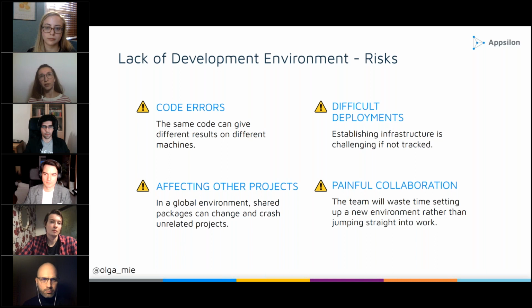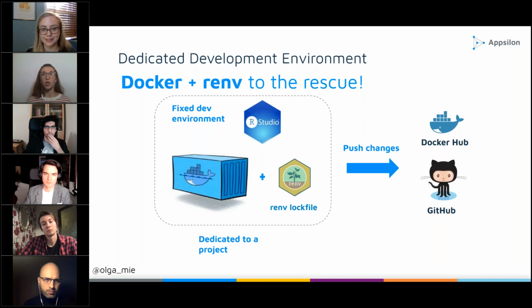So this might not be a problem when you're starting a project, but imagine that you have to urgently add a new team member in the middle of one. So to solve all those problems, we recommend the following setup. You can do development in RStudio running inside a Docker container, which is fixed and dedicated per project. And you can leverage Docker and the Renv package to control underlying system dependencies and R packages. Docker and Renv together make team collaboration easy. All the changes to the Dockerfile and the Renv lock file that records the packages used in the project are committed to the Docker Hub repository and to the code repository, for example GitHub, that your team is using.